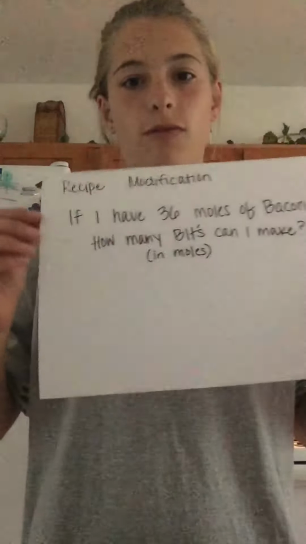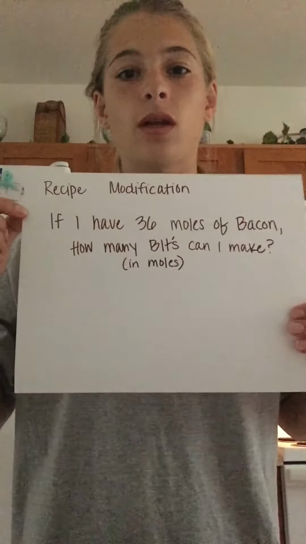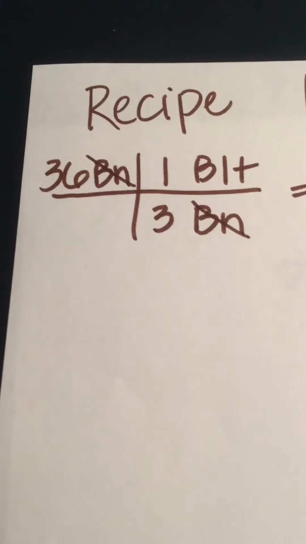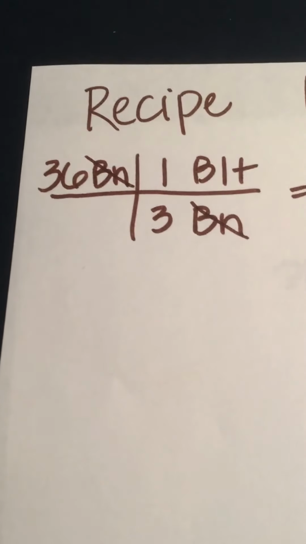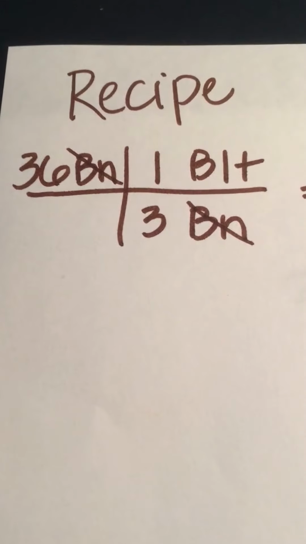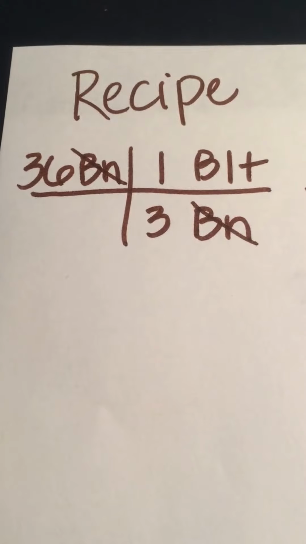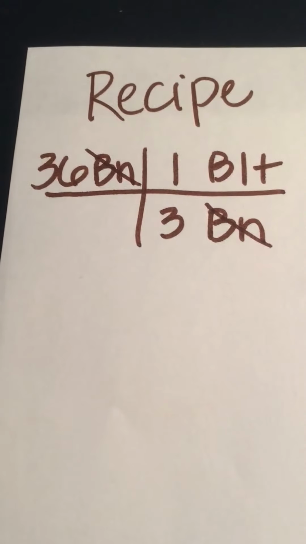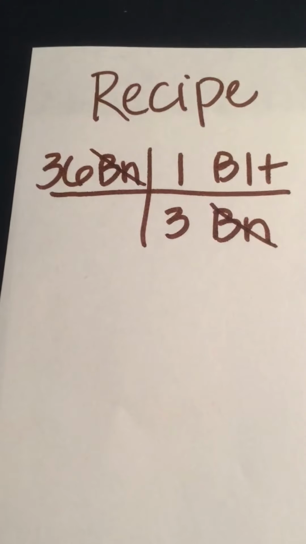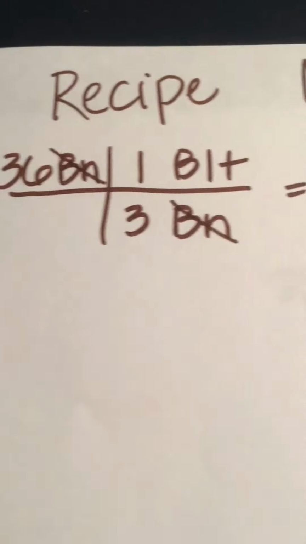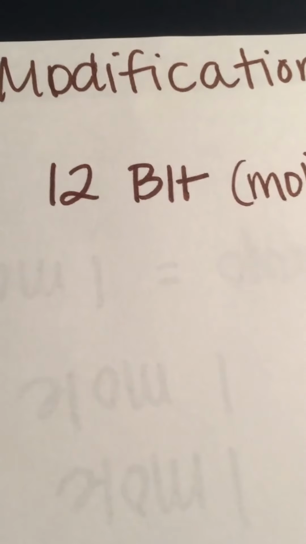So my recipe modification is, if I have 36 moles of bacon, how many BLTs can I make? So for our recipe modification, we put in the first box our given, which is 36 moles of bacon. At the bottom, we refer back to our ratios, and we know that 3 slices of bacon equals 1 BLT. So we put 3 bacon on the bottom and 1 BLT on the top. When you put the 36 in the calculator and divide by 3, you get 12 moles of BLT.